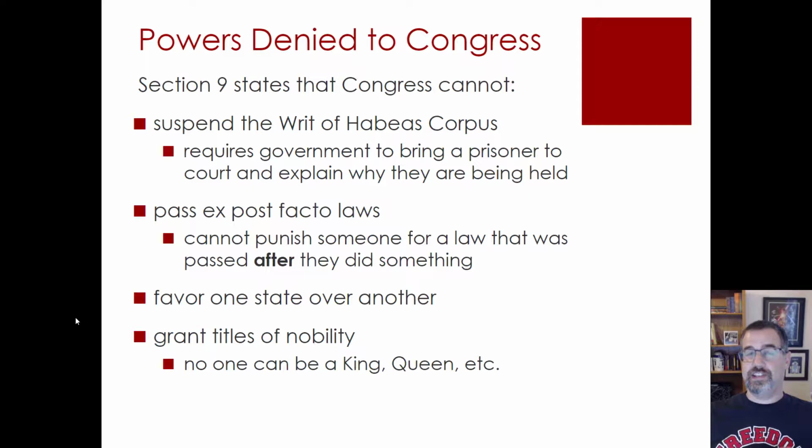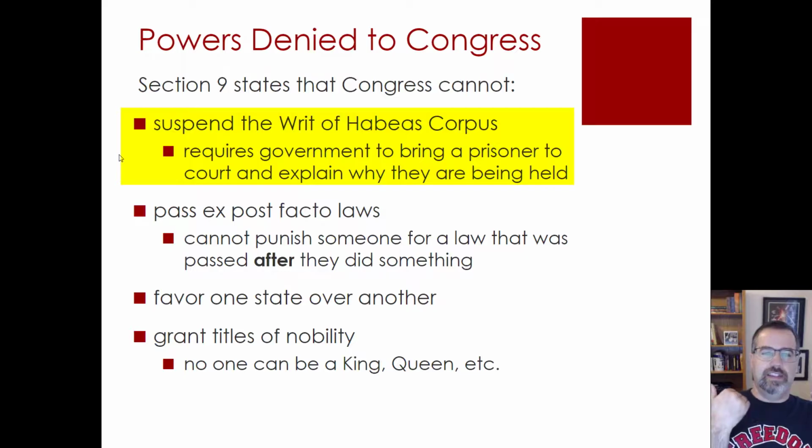Some powers that are denied to Congress. Section 9 says that the U.S. Congress cannot do the following things at all. So we have suspend the writ of habeas corpus. That is when the government would arrest you as a prisoner, and then they would not explain to you what you're being arrested for. So the Congress cannot do that.